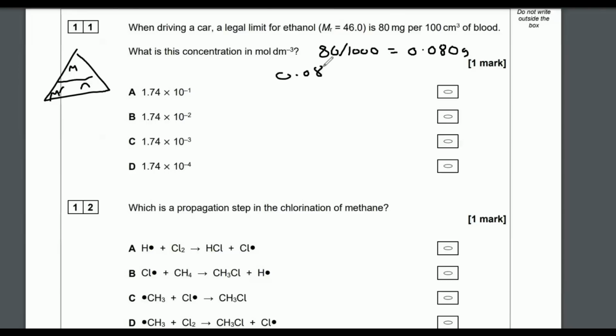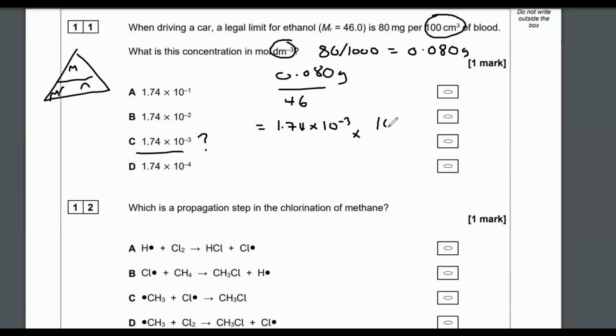So there's a number of ways you can do this, but I'm converting the 80 milligrams to mass. So we've got 0.080 grams, dividing it by the Mr, and that is going to give me my number of moles. And my number of moles is 1.74 times 10 to the minus 3. And that's how many moles are in 100 centimeters cubed. So how many moles would be in a decimeter cubed? A decimeter cubed is 1,000 centimeters cubed. So 1,000 divided by 100 is 10. So times it all by 10. And I'm going to get 1.74 times 10 to the minus 2.